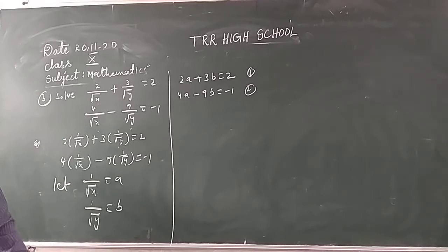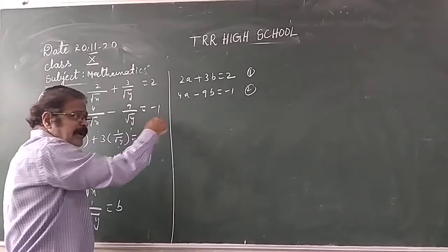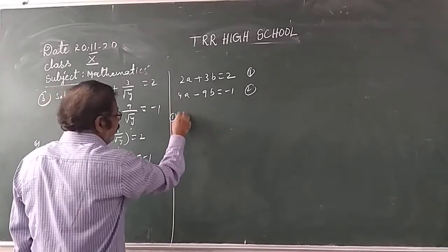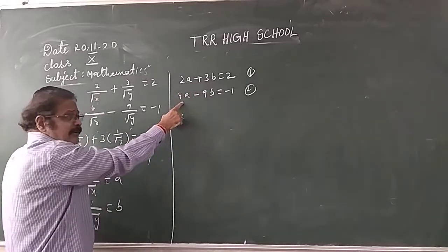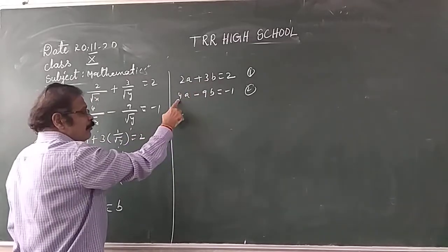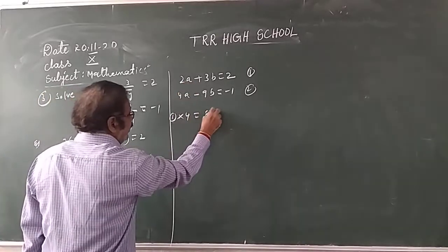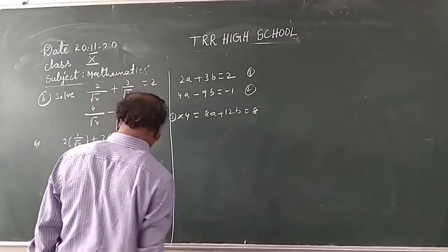Elimination method means making the coefficients equal. Here the coefficient of a is 2, here it is 4. They are different. To make the coefficients equal, multiply the first equation, 2a plus 3b is equal to 2, by the second equation's a coefficient. What is the second equation's a coefficient? 4. Multiplying by 4 gives 8a, 12b, 8.